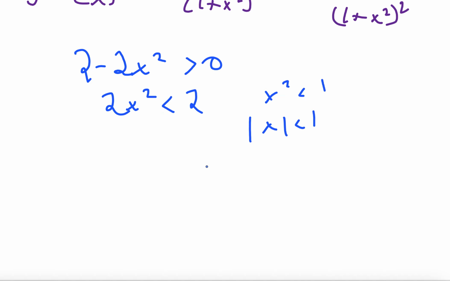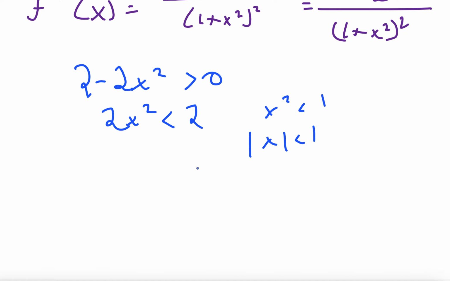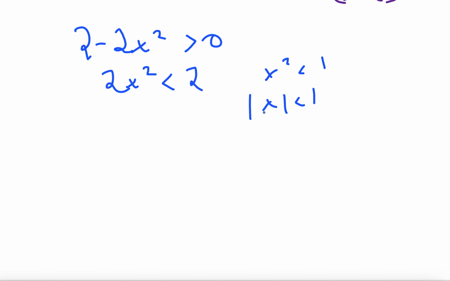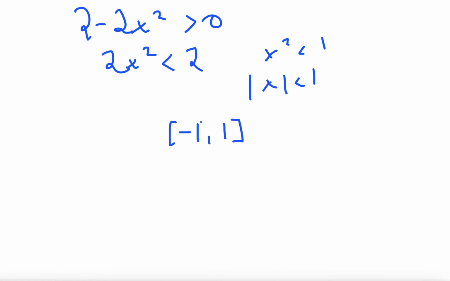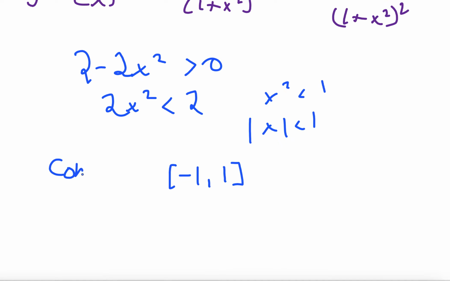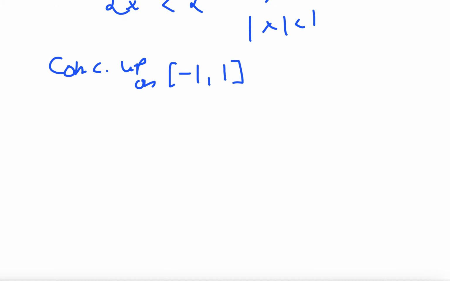So we know that this function is going to be concave up whenever the absolute value of x is less than 1. Well, what does that mean? Well, it's concave up on the bounds of negative 1 to 1. And you'll see why we include the negative 1 to 1 later when it says less than. All right? So it's negative 1 to 1. So let's see. Concave up on that.